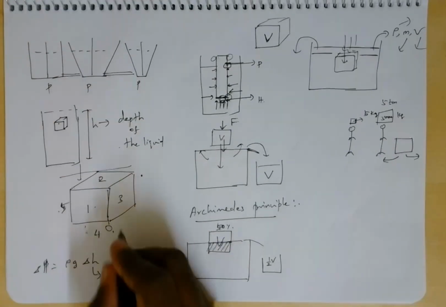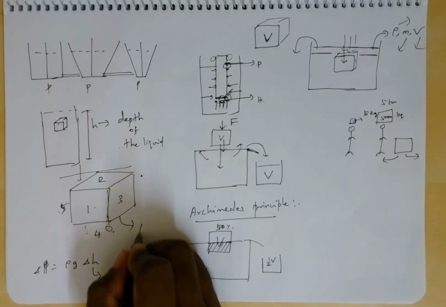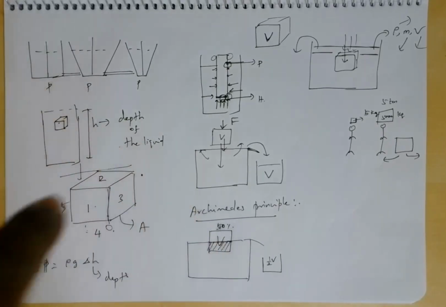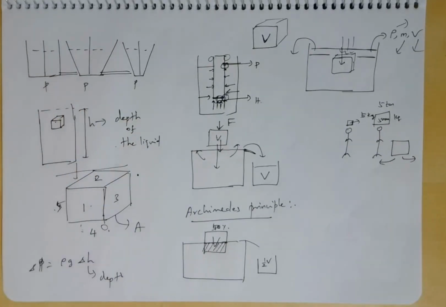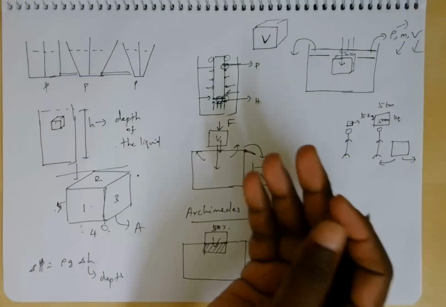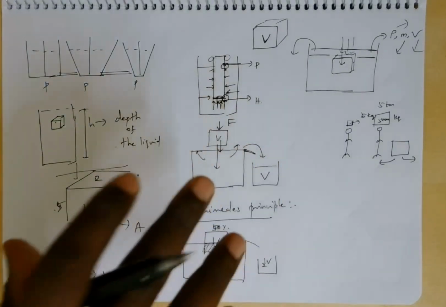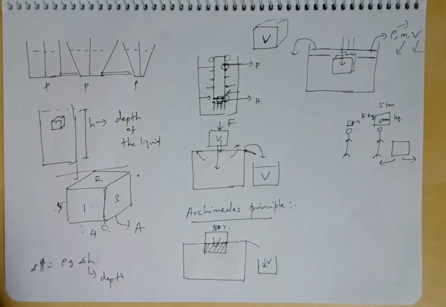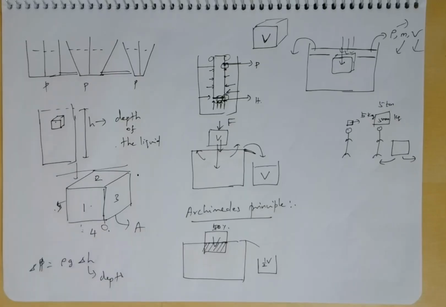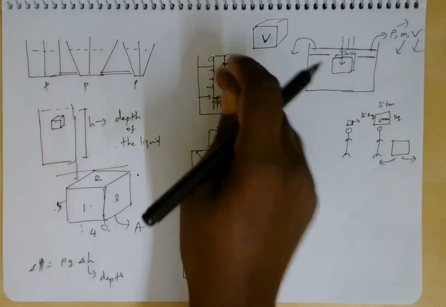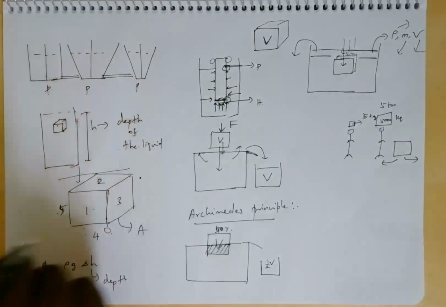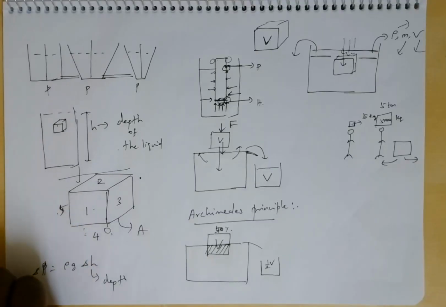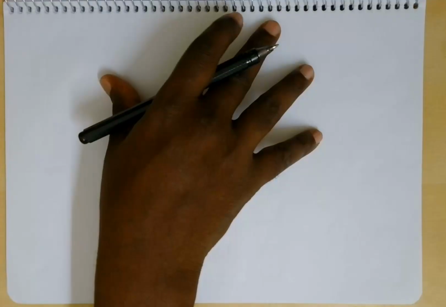Let's say the bottom area of this cube is A. If you can push it down easily, that means less upthrust. The more force you have to supply, the more upthrust. Is it clear, sir? So the difference in pressure gives rise to upthrust. Okay, so let's solve the easiest case.